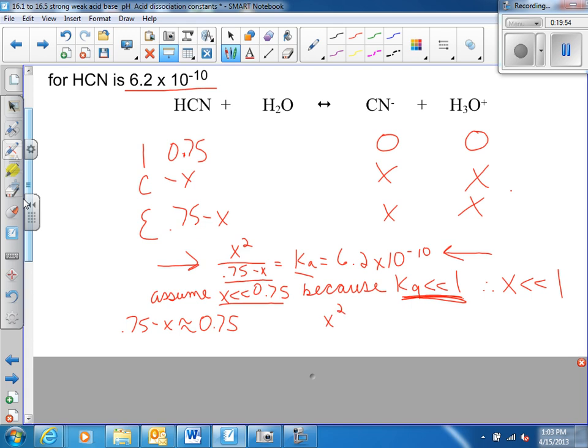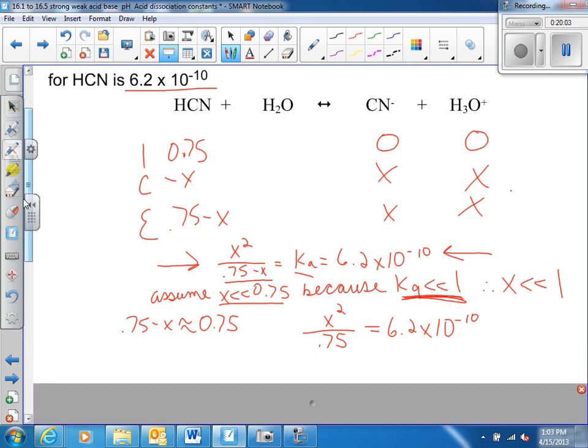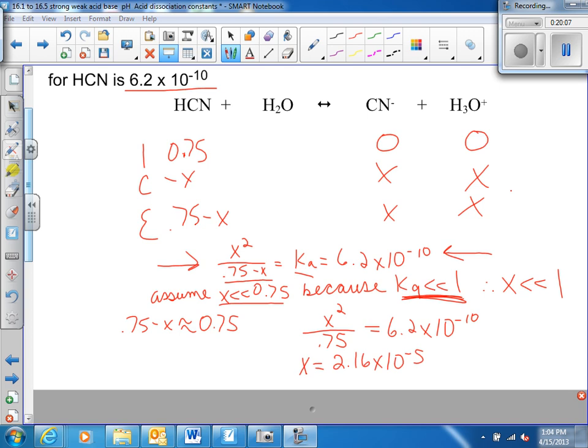So now we have x squared over 0.75, because we made the assumption, is 6.2 times 10 to the minus 10. And we solve that for x. Okay, so I solved that for x, and notice this answer for x is definitely much less than 0.75. So we're okay. You always have to check your assumption.